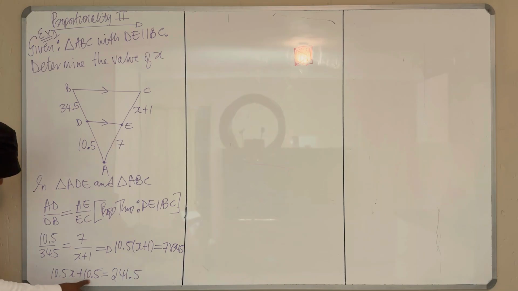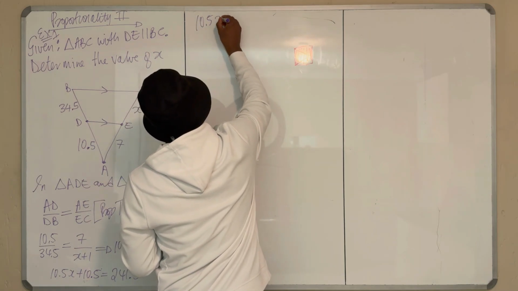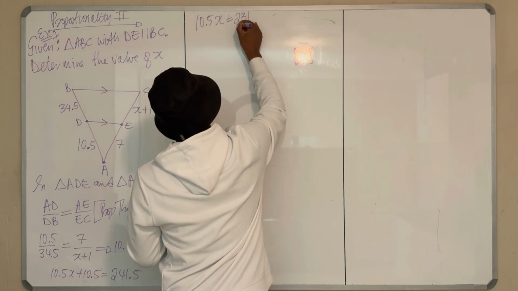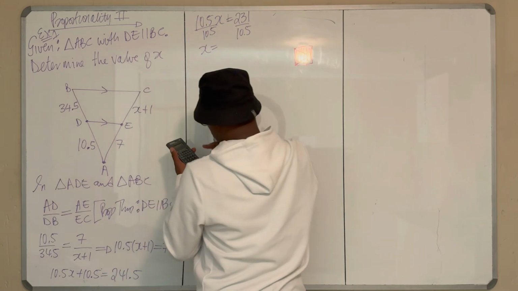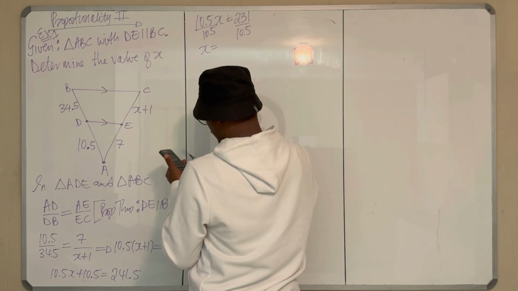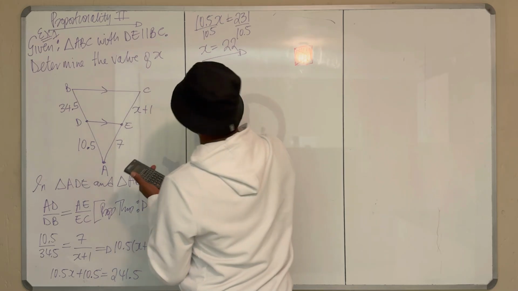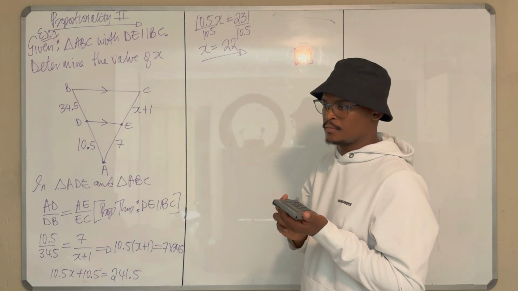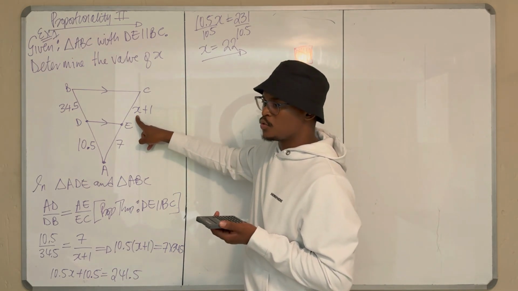In that case, just solve for x, take this to the other side. So it will be 241.5 minus 10.5. You got 231. So I get 10.5x is equal to 231, divided by 10.5, divided by 10.5. That x value is equal to 231 divided by 10.5. You get 22. So which means the x value is 22.